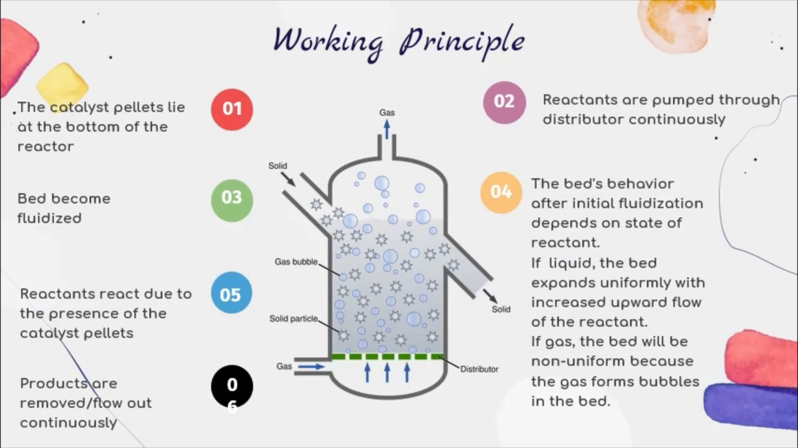Next, I will explain about the working principle of the fluidized bed reactor, FBR. Firstly, before the reactor is started, the catalyst pellets lie at the bottom of the reactor. The reactants are pumped into the reactor through the distributor continuously, causing the bed to become fluidized.